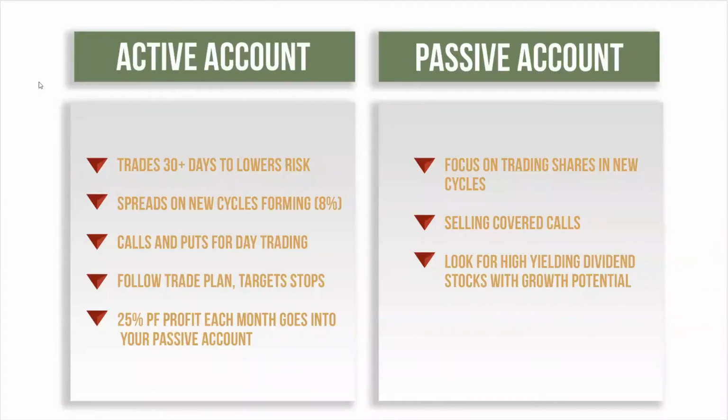Again, in the active trading account, you're looking for trades that are 30 days plus to expiration. That's going to lower your risk. For your spreads, you're going to be looking for new cycles forming, from breakout momentum to breakdown momentum, or from no trade zone to breakout momentum, or from no trade zone to breakdown momentum. On those new cycles that are forming, that's where you're going to be looking to put 8% into the trade, and look for that 30 days plus out till expiration on those new cycles.